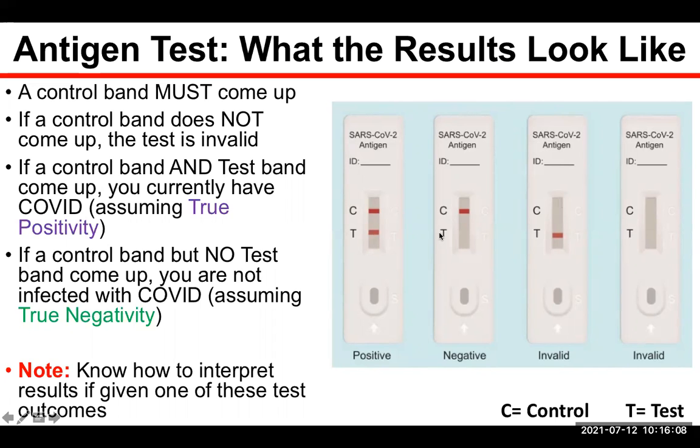So if the control band comes up and a test band comes up, then you can assume that you have COVID, assuming that there's true positivity. Now, if a control band comes up, but no test band comes up, then that means you do not have COVID, assuming again that it's a true negative. And then just to emphasize, if bands or no bands come up on the test, but there is no control, the tests are invalid. You can't interpret anything from them.